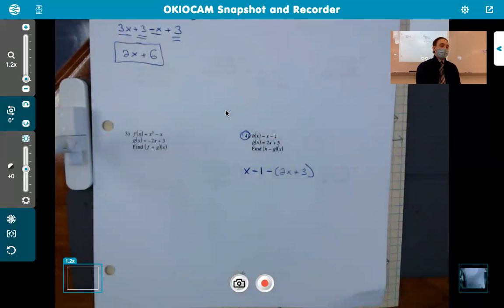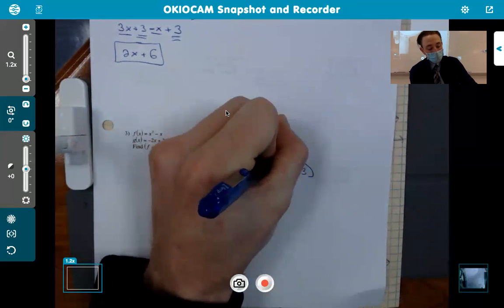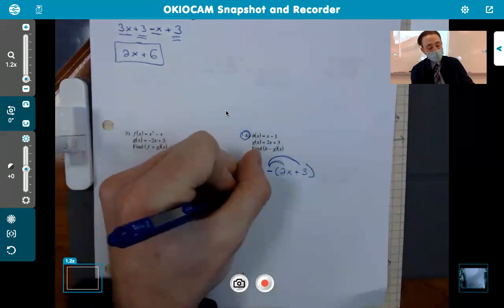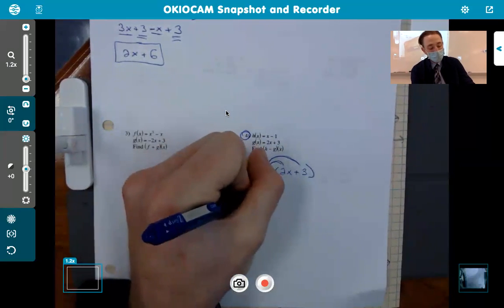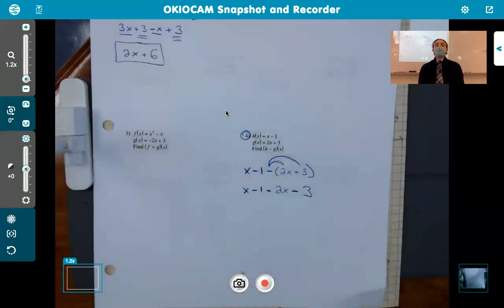Right. So I have to change the signs because I have to distribute this negative. So that's what we said in here. So now this becomes x minus 1. Instead of plus 2x, it'll be minus 2x. Instead of positive 3, minus 3. So we need to make sure that any subtraction problem that we see, we distribute the negative to start. Then we can go through and combine like terms. Okay.